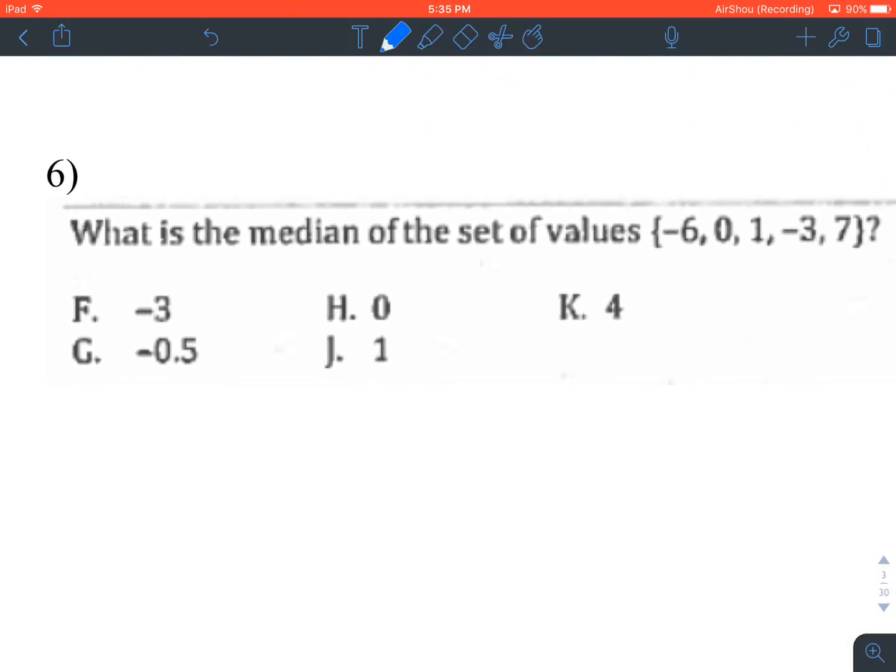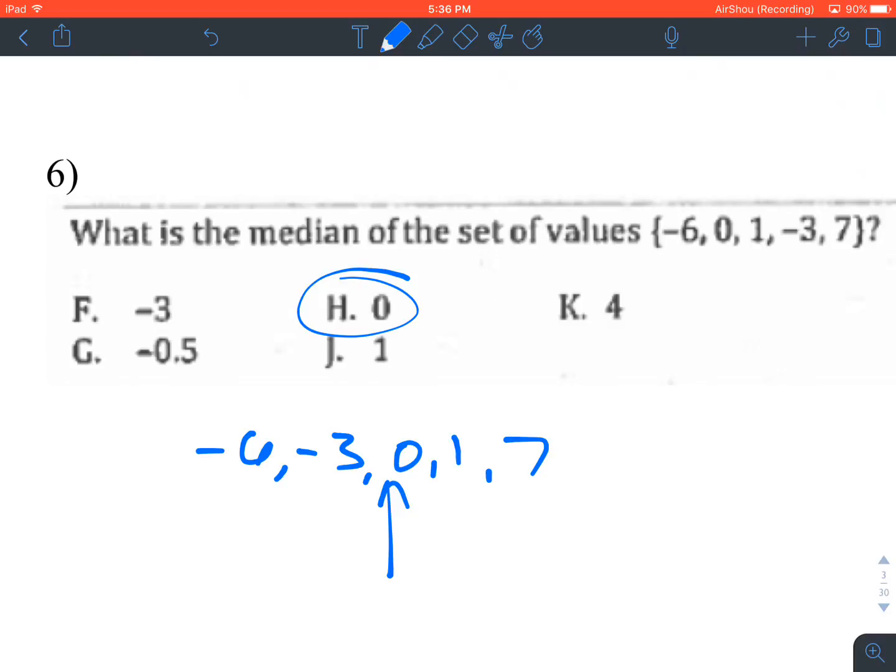What is the median of this set of values? This is different because the numbers are not in ascending order. So -6, -3, 0, 1, 7. Now they're in ascending order. So 0 is the center number. Done.